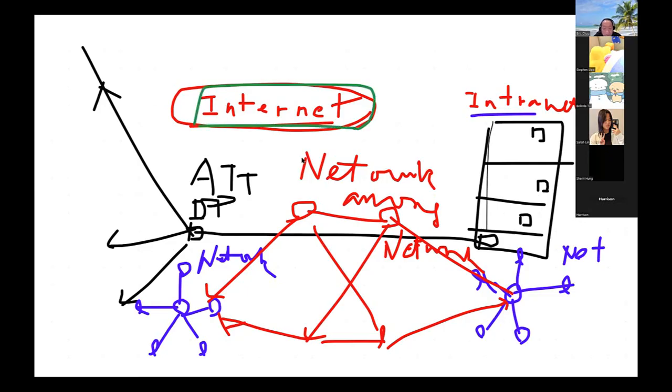Is that clear enough? Inter means among. So the network that works among the networks, that's called the internet. Is that okay? So an intranet actually is a network itself. A network is something that connects multiple devices together. You can transmit the data to yourself or your neighbors or your friends in the same network.